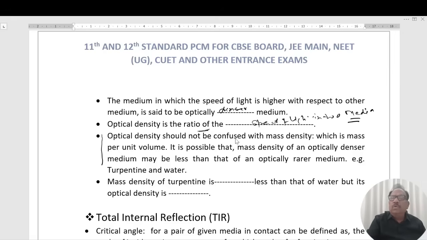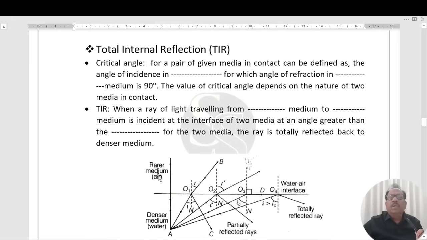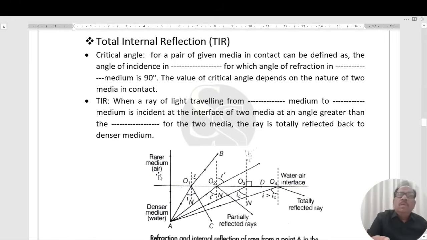Optical density should not be confused with mass density, which is mass per unit volume. It is possible that the mass density of an optically denser medium may be less than that of an optically rarer medium, for example turpentine and water. The mass density of turpentine is less than that of water, but its optical density is higher. So if mass density is more, it is not necessary that optical density will be more.